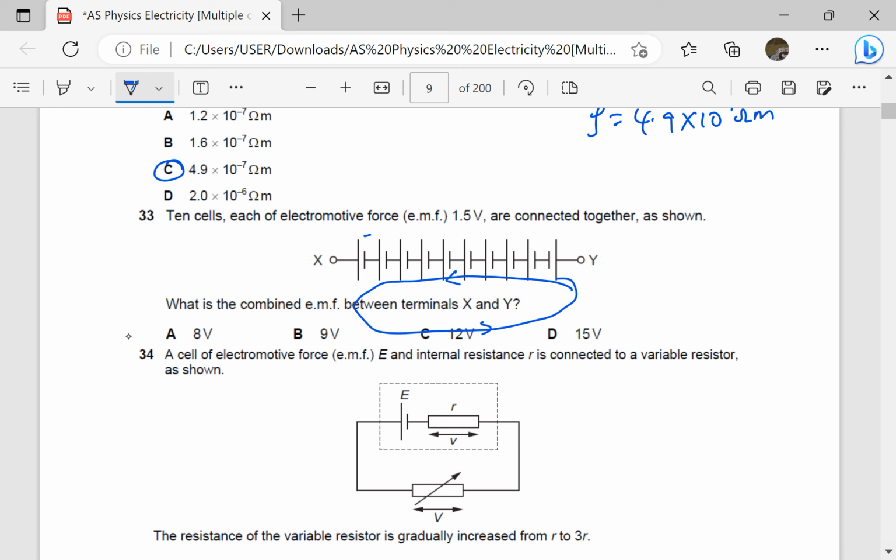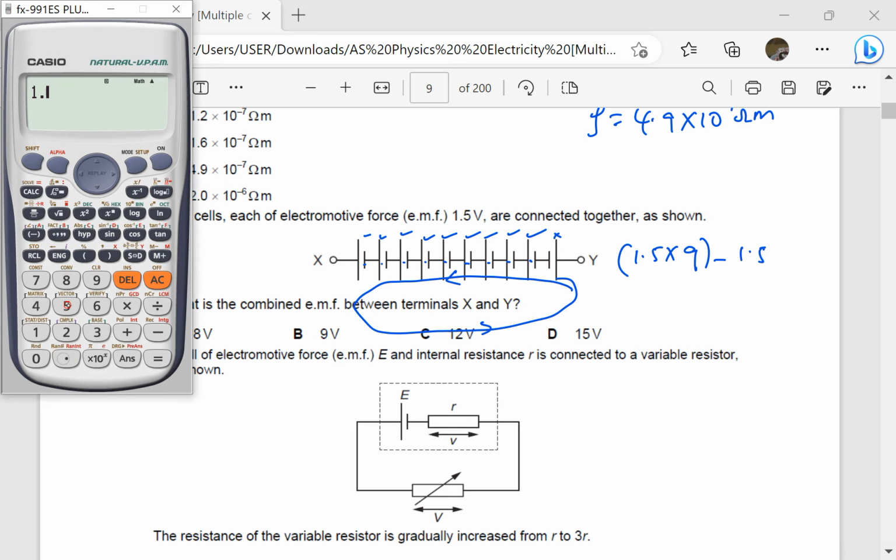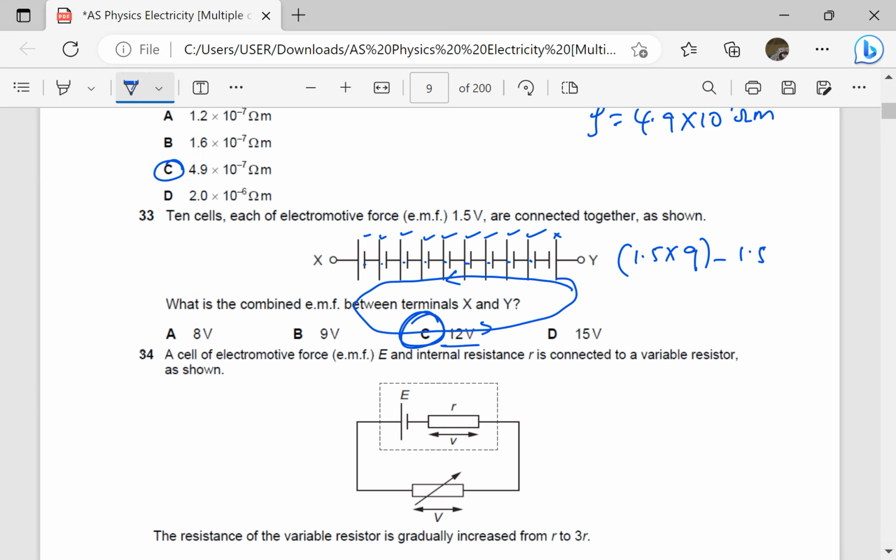So this is 1.5 plus 1.5 plus 1.5 plus 1.5 plus 1.5 plus 1.5 plus 1.5 plus 1.5 plus 1.5, minus 1.5. In other words, 1.5 times 9, then minus one cell which has 1.5. 1.5 times 9 minus 1.5 is 12. So our answer is 12 volts.